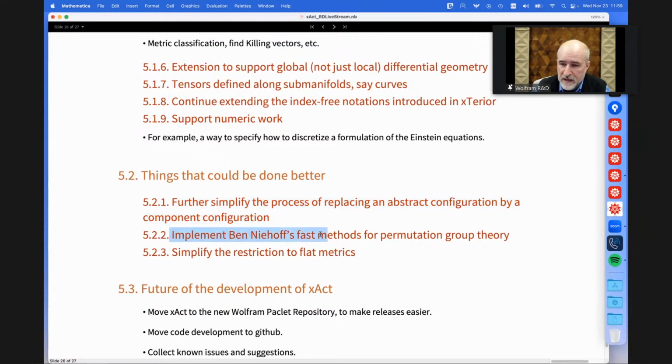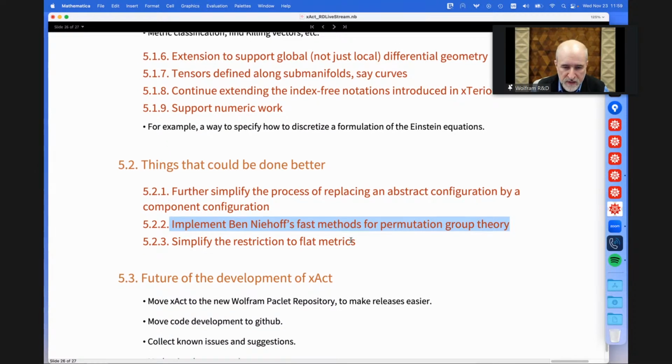From a few years ago, there are even faster methods to manipulate permutation groups in the case that is needed in tensor computations, particularly for some complicated cases with a lot of symmetry. So Ben has found better ways to do that. So it would be good to have those new methods in xAct.